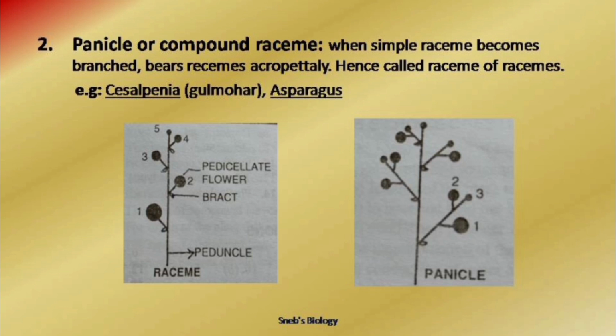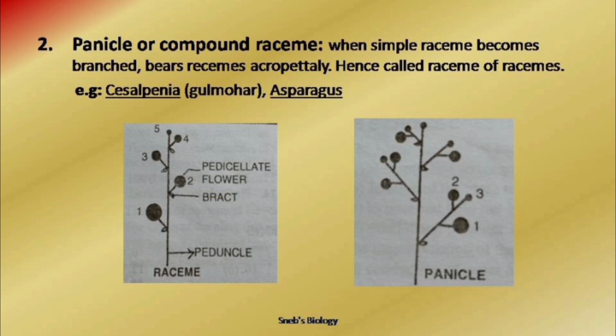There is one raceme. On this raceme, the lower flowers are going to be bigger and the upper flowers are going to be smaller. So this is one raceme. Here the axis continuously grows, but it is in the form of a branch. Now comes the next raceme. It is going to be smaller than the previous one. The flowers are going to be arranged in acropetal manner. This is again going to be smaller than the lower one. So this is a branched raceme.